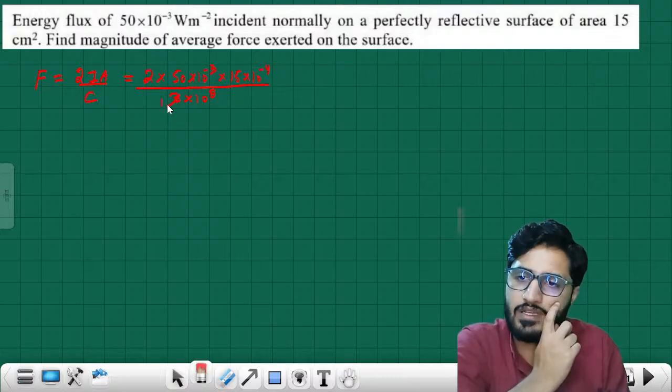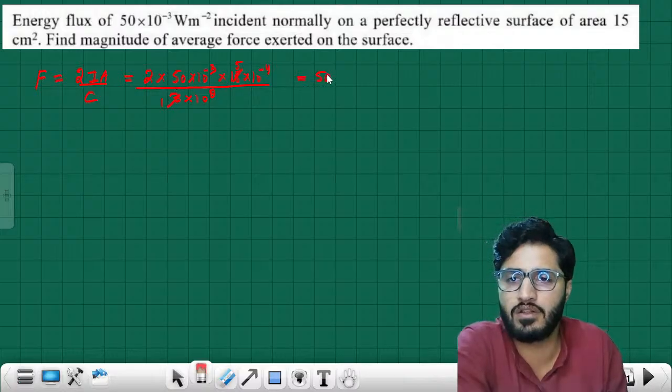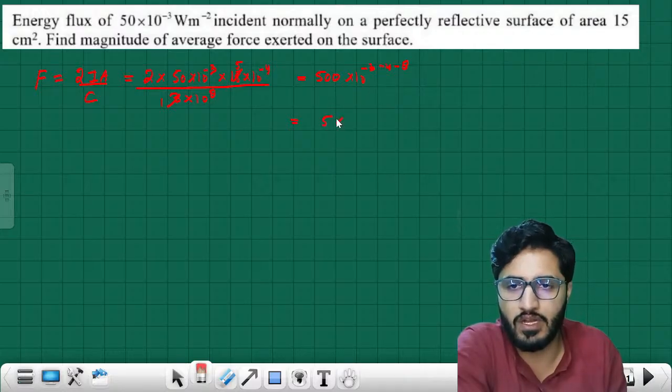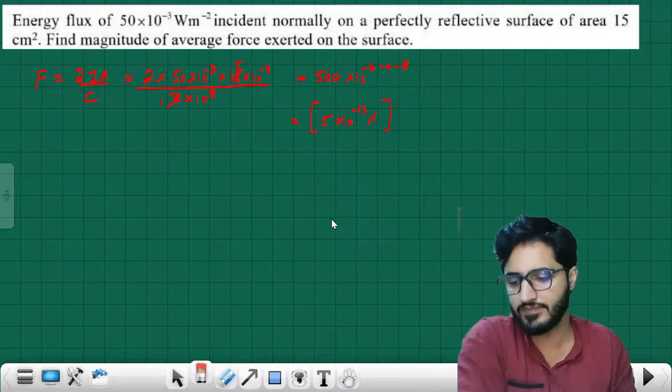So 3 1s are 3, 3 5s are 15. So 5 to the 10. 10 into 5, it is 500. So 500 × 10 to the power minus 3 minus 4 minus 8. So 8, 6, 13. Okay. So 5 × 10 to the power minus 13 newton is my answer. Easy one.